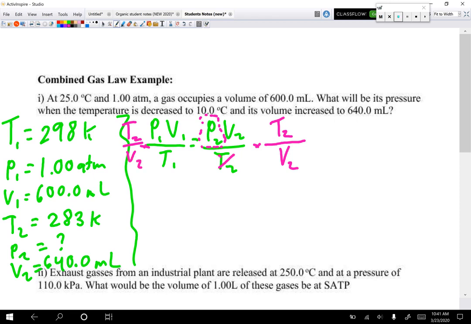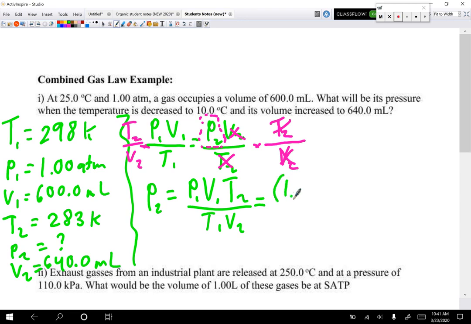So this way our T's cancel out, our V's cancel out, and the equation we have is P2 is equal to P1 V1 T2 all over T1 V2. So there's a lot of variables going on here, but that's perfectly okay. We just have to make sure we plug everything into our calculator and solve.